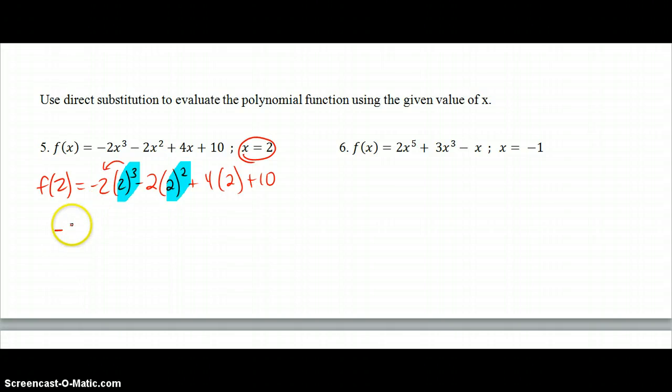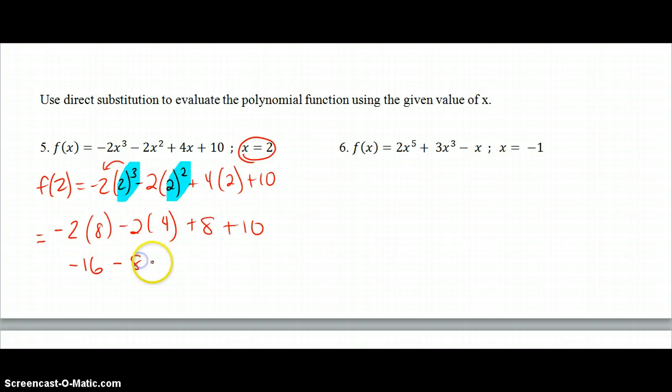So if we were to carry through here, we'll have 2 to the third, which is 8, minus 2 times 2 to the fourth, which is 4. We can multiply that out, plus 8, plus 10. Now if we simplify this, we have -16 minus 8 plus 8 plus 10. So these will cancel, and we'll get -16 plus 10, or -6.